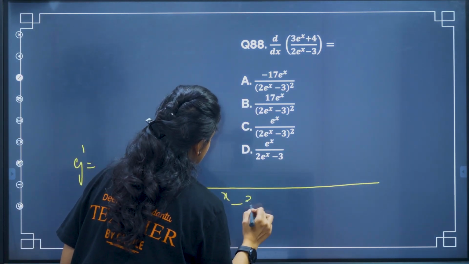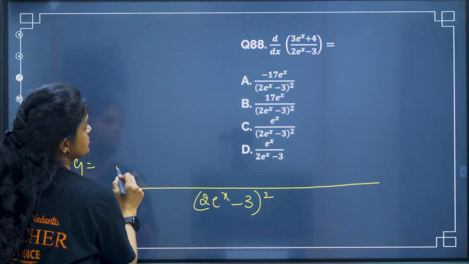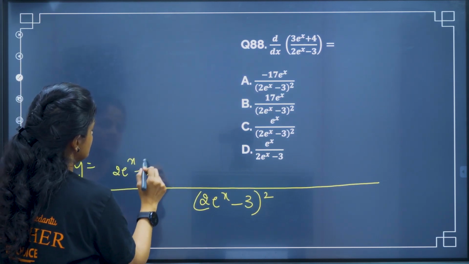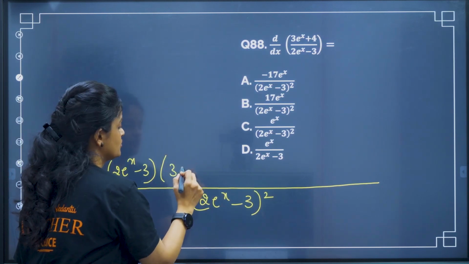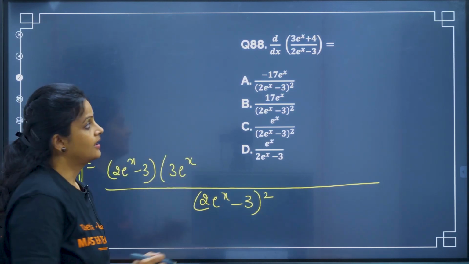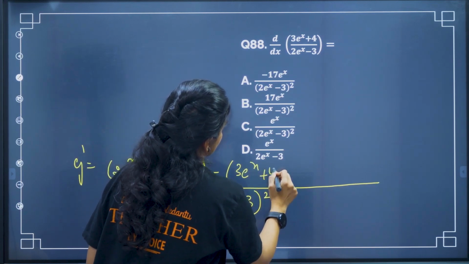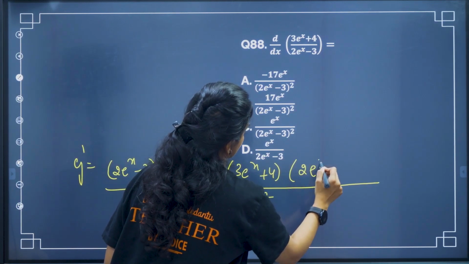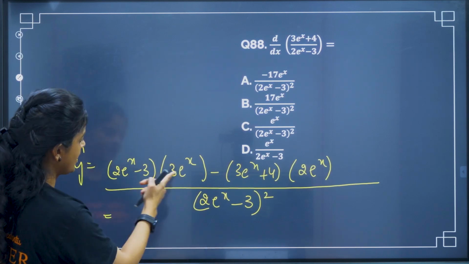2 e power x minus 3 whole square, and the denominator should come first, 2 into e power x minus 3, then differentiation of the numerator, which is 3 into e to the power of x, and minus numerator, differentiation of the denominator. Okay, so now cut short the steps and write directly.